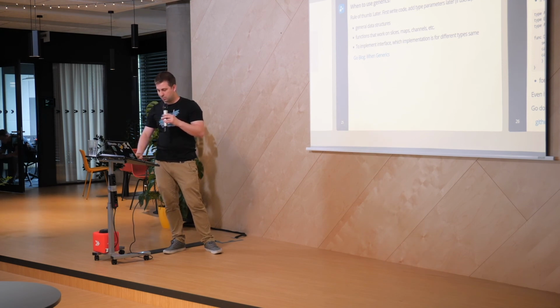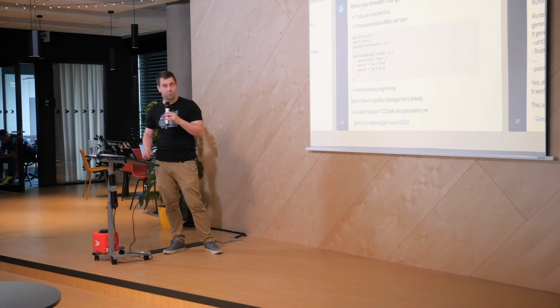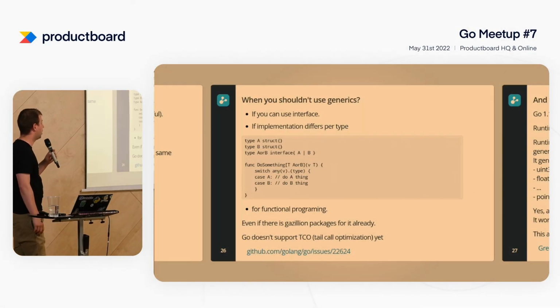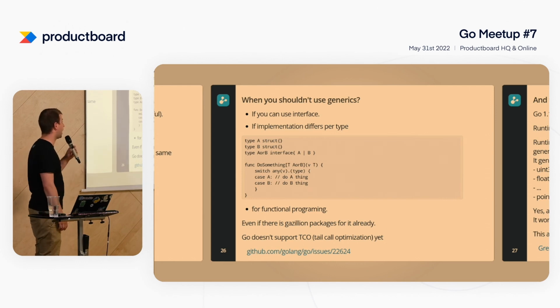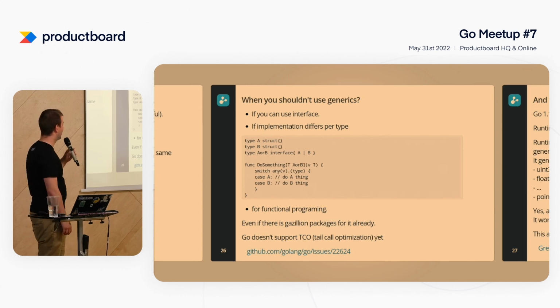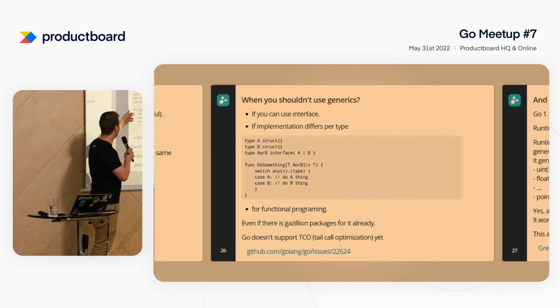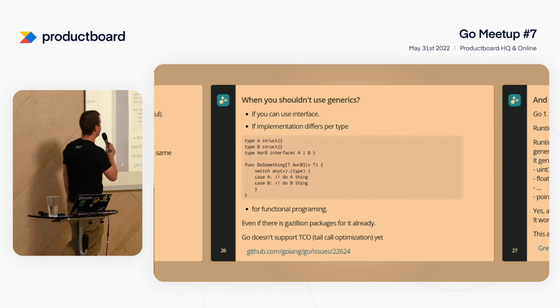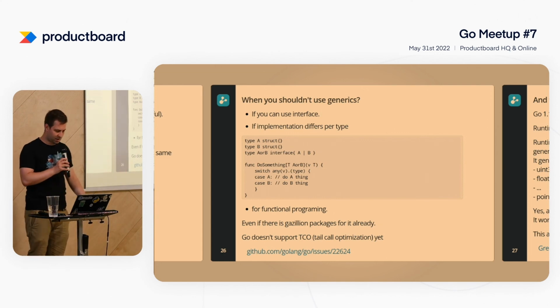That's how to use generics, and of course we should mention when not to use generics. Basically, if you don't have to. So if you can use interfaces, use interfaces. And of course, if your implementation differs per type, it basically shouldn't be used, because when you see this in your code, probably it's a code smell.